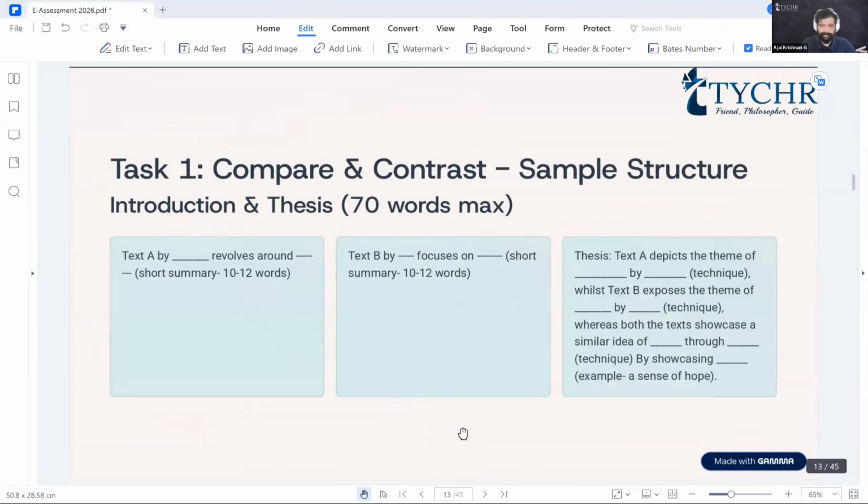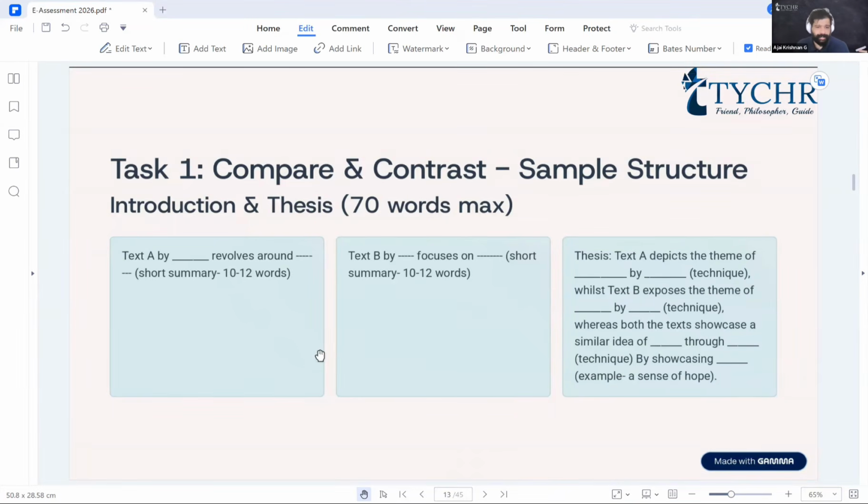Now, the $1,000,000 question. What is the structure for a proper compare and contrast essay? I hope you are all following some kind of structure in your schools, which is fine. But we are just giving you a similar structure to that. If you want to follow the structure, you can keep it. I'll quickly go through the structure.